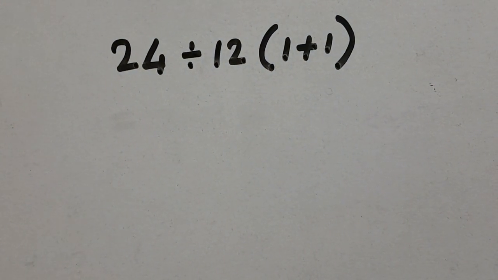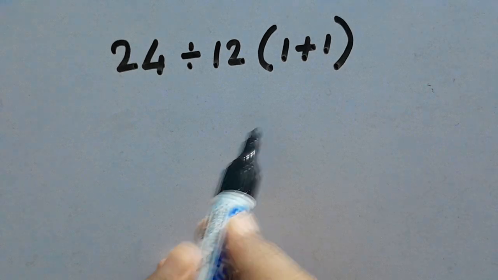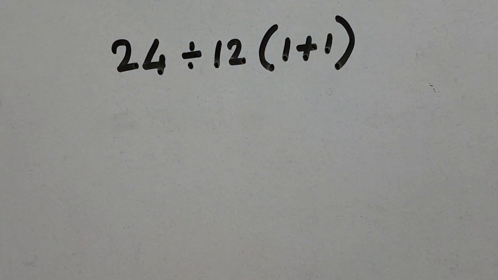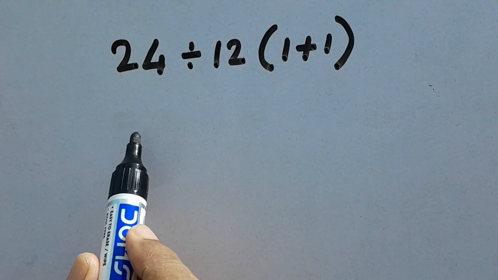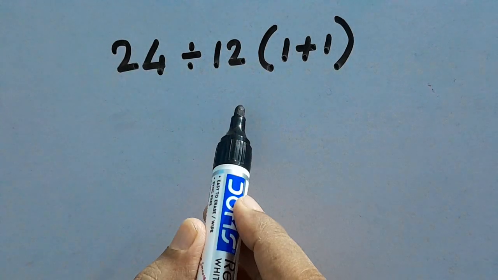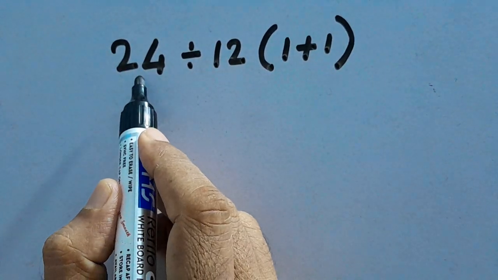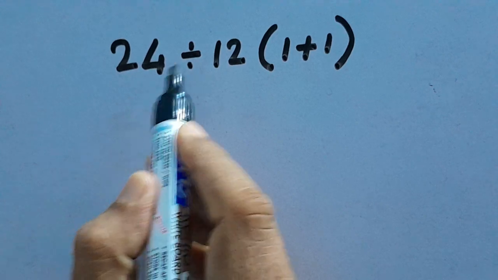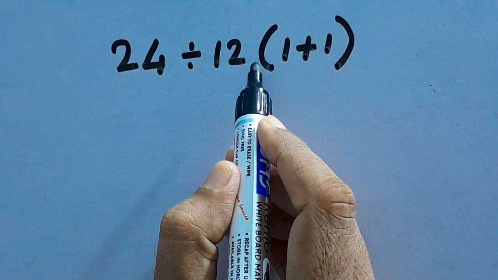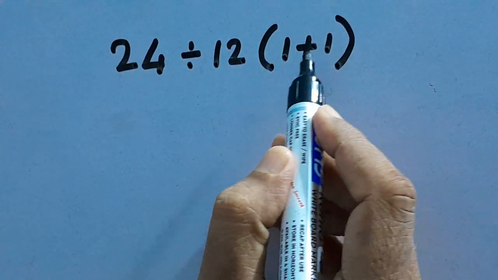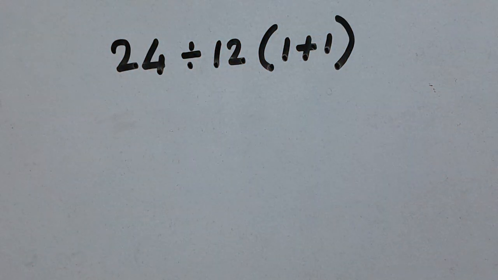Today we are going to solve this mathematical problem. Although this problem appears to be very simple, many of us commit mistakes in solving it very often. Here it is given: 24 divided by 12, and within bracket, 1 plus 1.